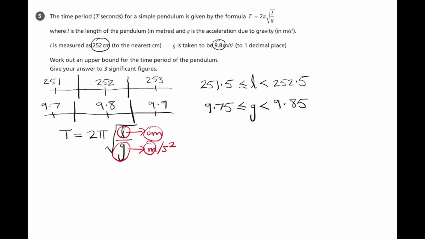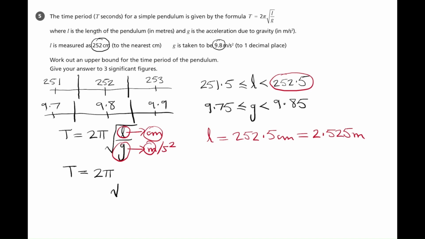We want the upper bound for T, so we take the upper value for L, 252.5 centimetres, and we need to convert this into metres, so that will be 2.525 meters. We can now work out the upper bound for T, which will be 2 pi multiplied by the square root of, and the upper bound for L is 2.525 meters.